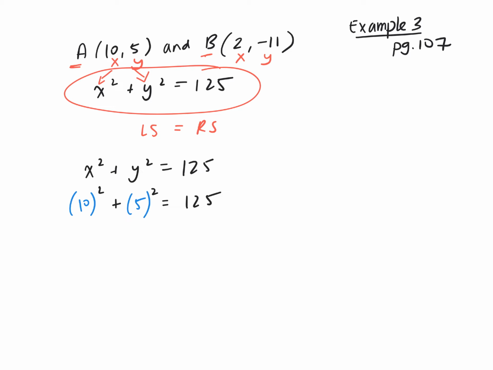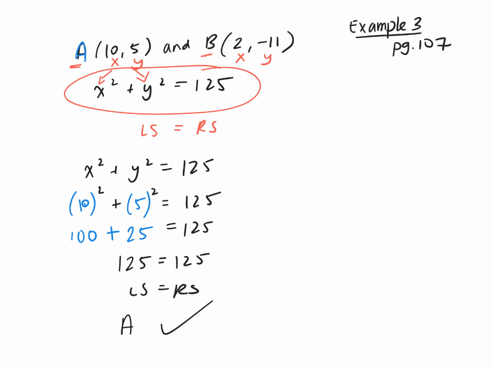Okay, so I've plugged in x and y for coordinate A. We're doing A first. So instead of writing x, I'm writing 10 squared. What's 10 times 10? 100. What's 5 times 5? What's 100 plus 25? 125. Okay, so we know that point A does lie on the circle. We have to see if point B lies on the circle.